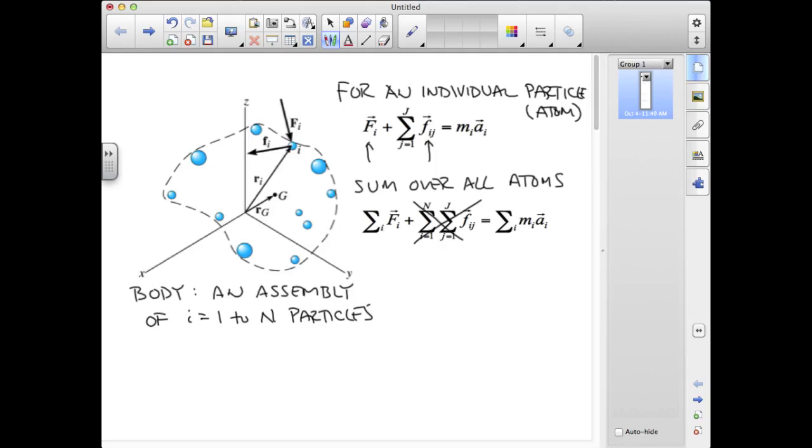When we have summed over all the particles in the body, the result is that the sum of all the external forces acting on the body is equal to the sum of all the products of the masses and the accelerations of the individual particles or atoms. The total mass of the body is the sum of all of those particle or atomic masses, so we can write that the sum of all the external forces on the body is equal to mass times this quantity.